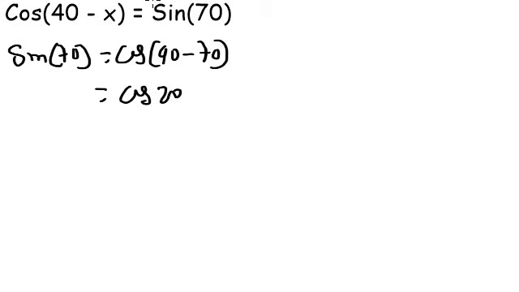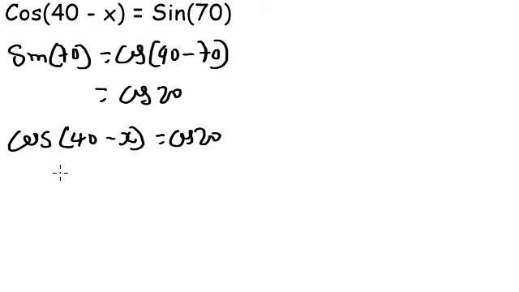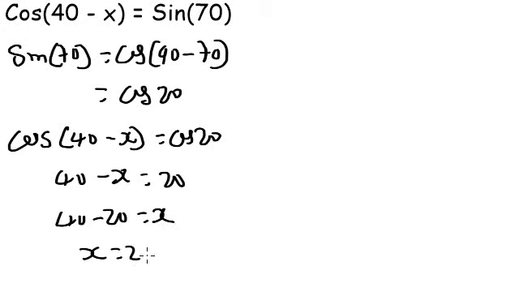If that is the case, I can replace sine 70 with cos 20, and therefore I can have cos 40 minus x to be equals to cos 20. And for this to be true, 40 minus x must be equals to 20. Taking x to this side, bringing 20, then we have 40 minus 20 to be equals to x, and x results in 20. And this is our final answer. However, you can use the other way around to solve for the value of x. In the end, you would end up with 20.